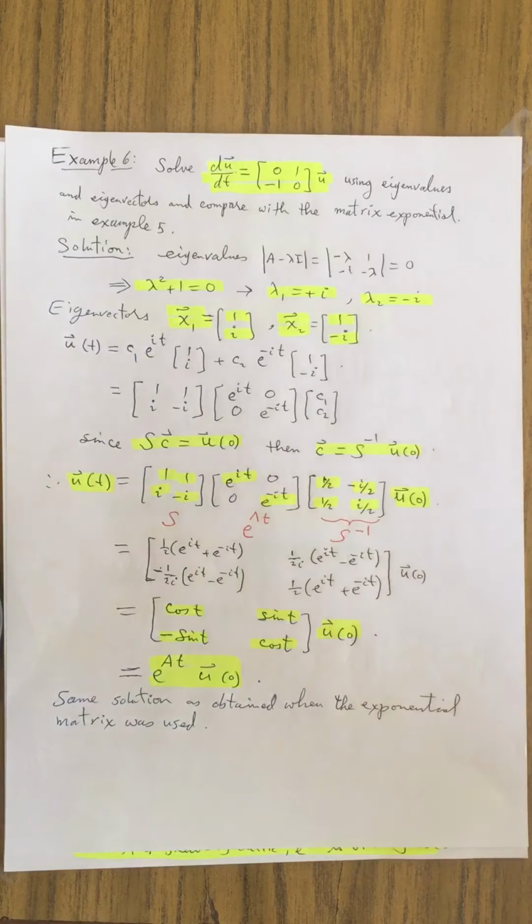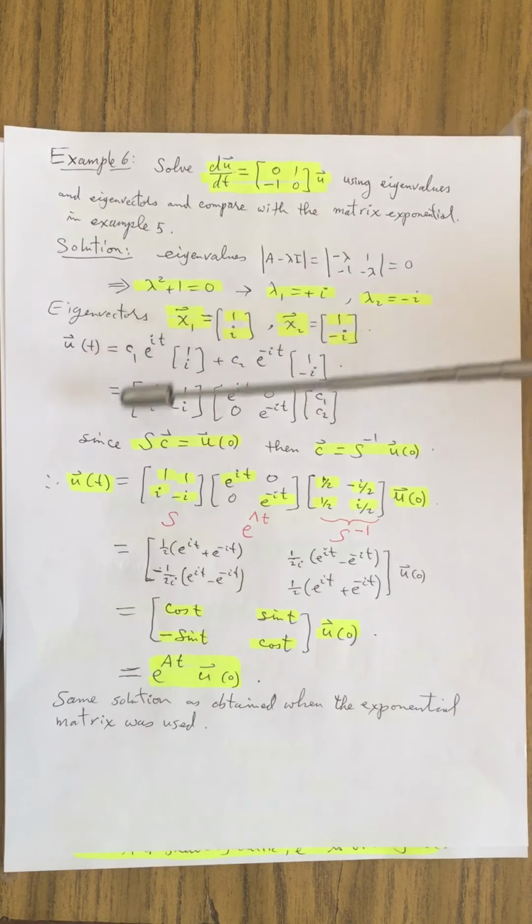Example 6. We take the same matrix now and we solve the differential equation du/dt = Au using eigenvalues and eigenvectors, and compare with the matrix exponentials in the previous example. So the eigenvalues of A give us lambda squared plus 1 equals 0, which is lambda 1 equals i, lambda 2 equals minus i. The eigenvectors would be x1 is (1, i), x2 is (1, minus i). So the solution now becomes u(t) is c1 e to the it times x1 plus c2 e to the minus it times x2, which we can put in matrix form.